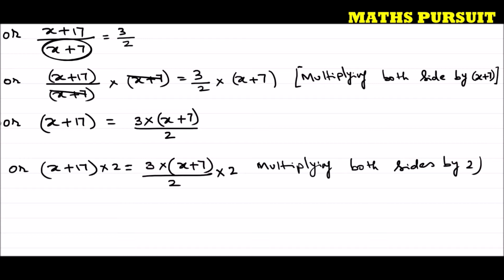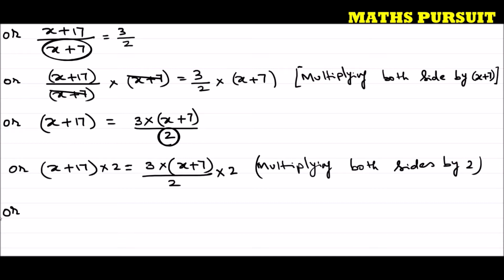Why am I multiplying both sides by 2? I want to eliminate the 2 from the denominator. In order to eliminate this 2 from the denominator, I need to multiply the right side of the equation by 2. If I am multiplying something to the right side of the equation, I should also do the same thing to the left side of the equation. So for that reason, I have multiplied 2 to both sides of the equation.